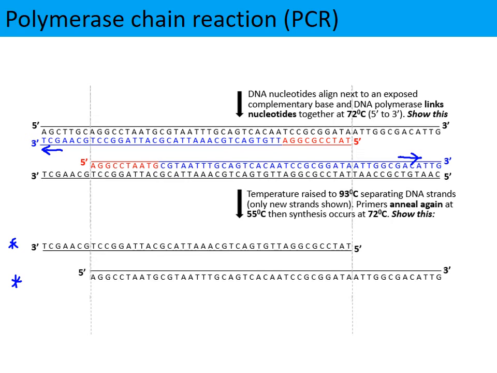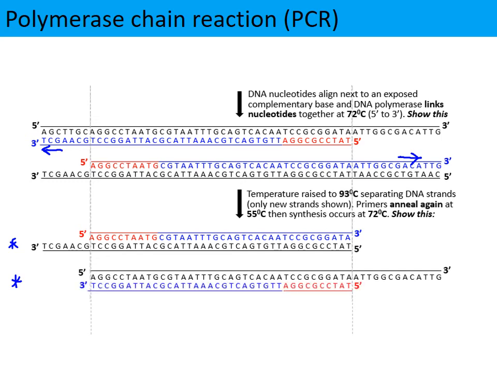Now, the second cycle. If we changed the temperature to 55 degrees C, having denatured at 95 degrees C, the primers would anneal. If we then allowed 72 degrees C to be reached, DNA polymerase would synthesize the new strand against the template strand. But this time, when the new strand is being formed 5' to 3', it can only go up to this position, because there's no other template to build against after this point.